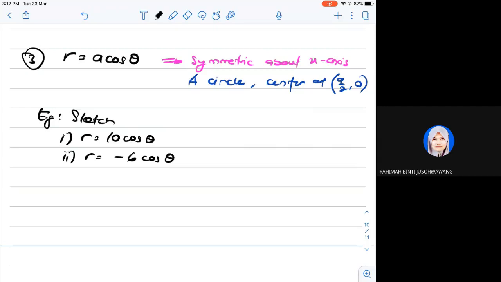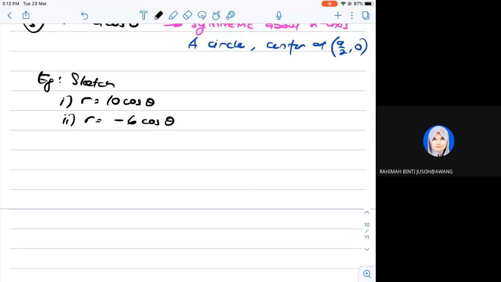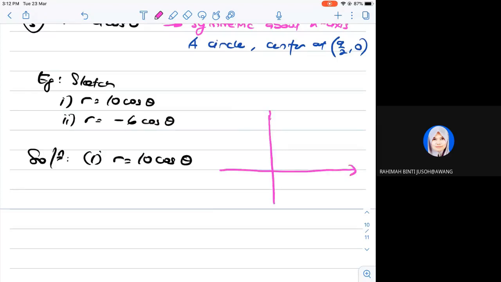Okay, you have to bear in mind that when there is cos, it must be related to X. Okay, whenever you see cos, remember it is X. So, solution. Question number 1: R equals 10 cos theta. The graph will be like this. It must be on the x-axis. In our case, X is positive 10. The value here is positive, which means that the circle should be located on the positive part of the x-axis. So here should be 10 and then here should be 5.